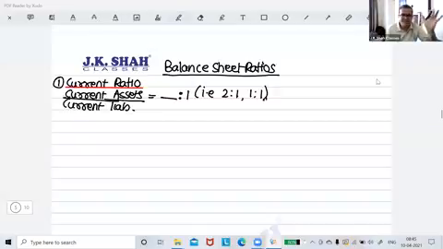Generally, it is not expressed in percentages. It is expressed in this pure form: 1 is to 1, 2 is to 1. Somebody had written CA upon CL into 100. No, we generally don't convert it into percentages. We just write CA upon CL. So the answer is 2, then we say 2 is to 1.